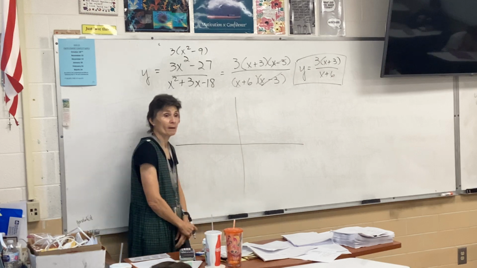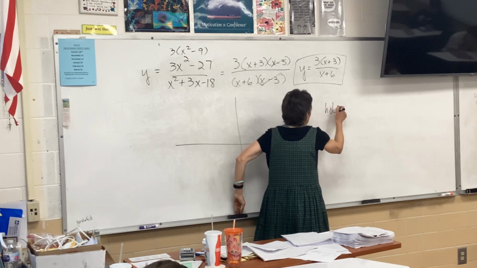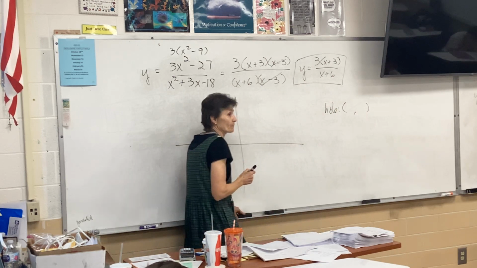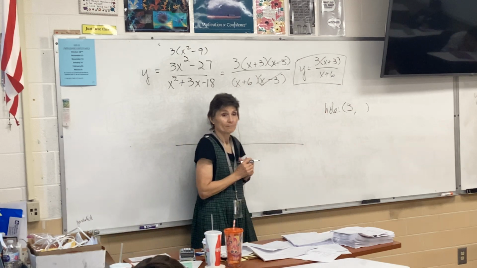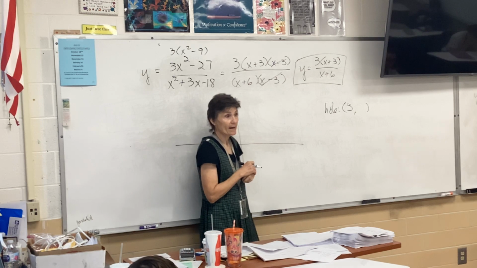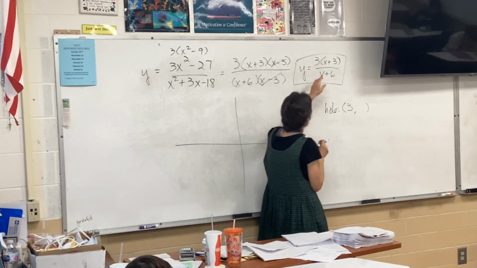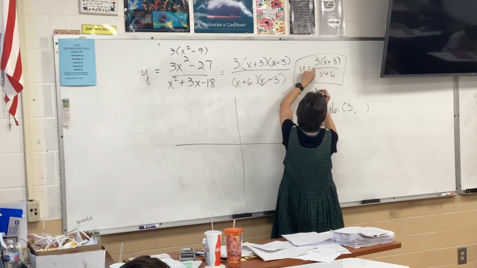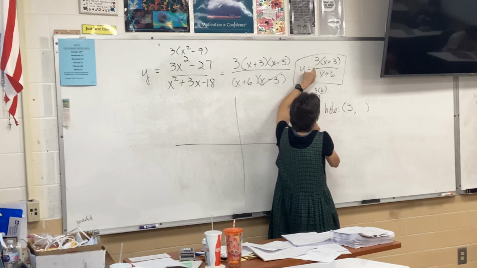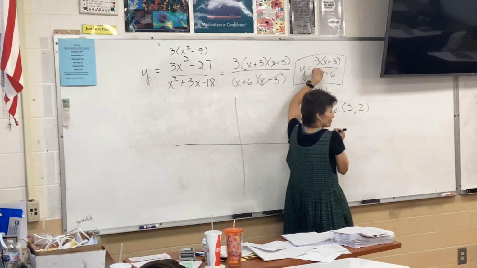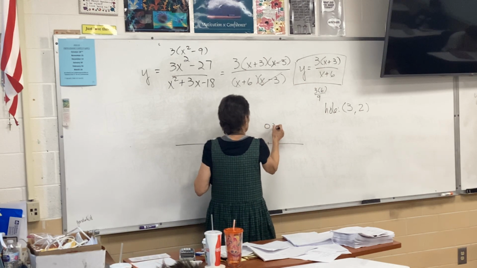Before I forget, I'm going to go ahead and put my hole on my graph. My hole is a point. Where will it be? 3. So the x coordinate is going to be 3. Everybody agree with that? Now how do I find the y? Plug it in. If I plug it in, I'm going to have 3 times 3 plus 3, which is 6, over 9. That's 2 thirds. So I have a hole at 3 comma 2 thirds.